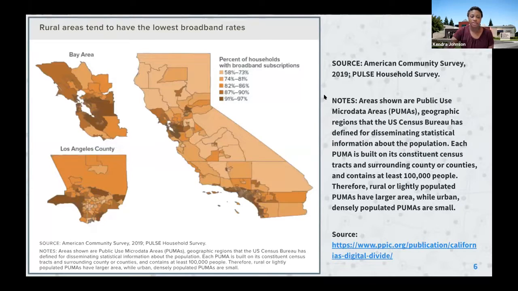We've included a map of the areas that have higher rates of broadband subscription versus those areas that have lower rates. And as you can see, the highly populated areas like the Bay Area and Los Angeles have higher rates compared to the rural areas like Inyo, Modoc, or Lassen counties.